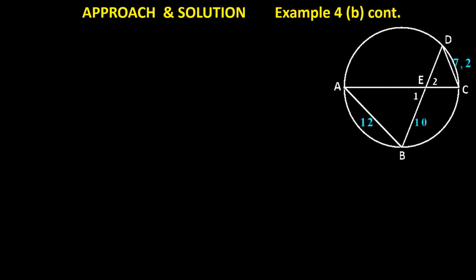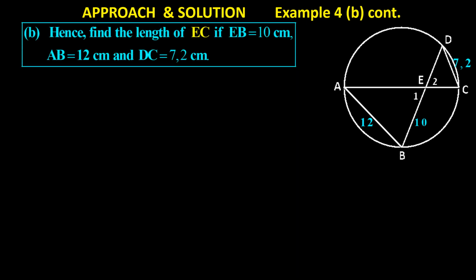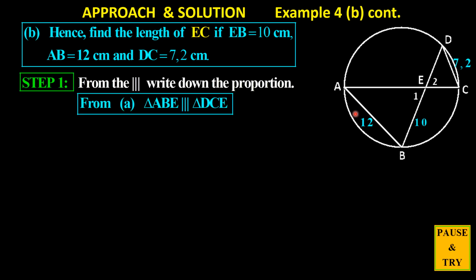Now let's look at the second part of the question where we're going to actually apply our similarity. So there we have our diagram again, and we just inserted the measurements that were given. EB is 10 and AB is 12 centimeters and DC is 7,2. Now we want to calculate the length of EC. We just proved the similarity.